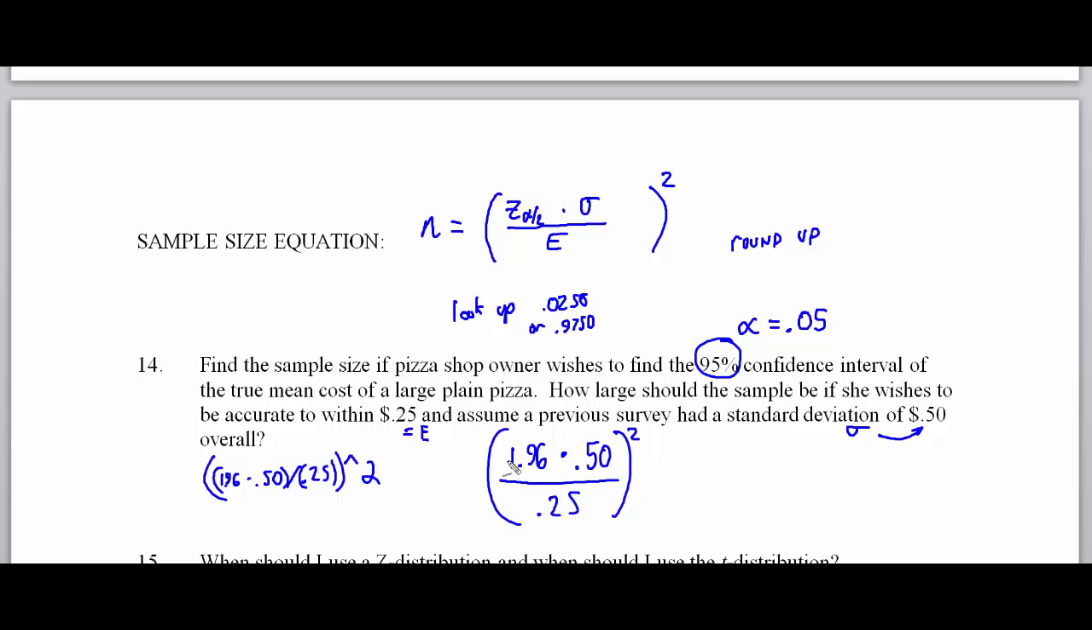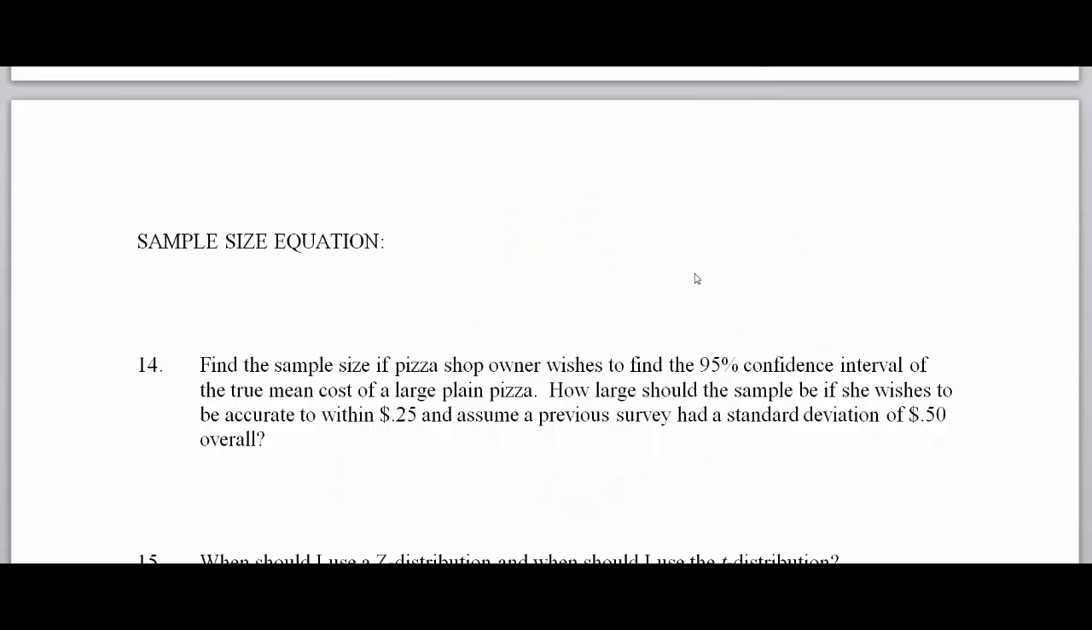You'd probably be better off multiplying these two, dividing by the 0.25, or 25 hundredths, and then squaring the answer at the end. This will give you an answer of approximately 15.4, but you can't just leave it that way. You have to say that means we're going to get 16 samples. We're going to take 16 competitors and check what their prices are, and see what we should charge our own pizza customers.